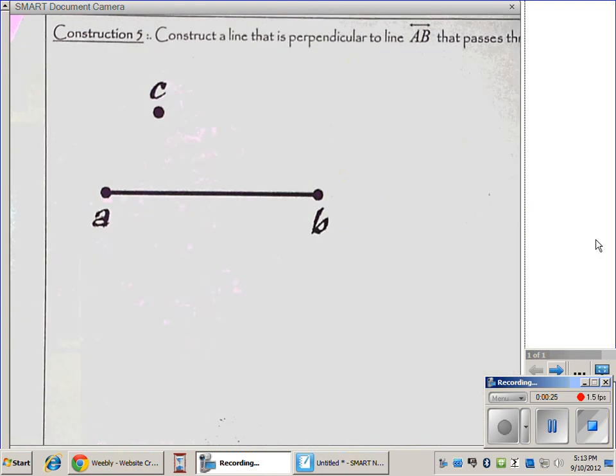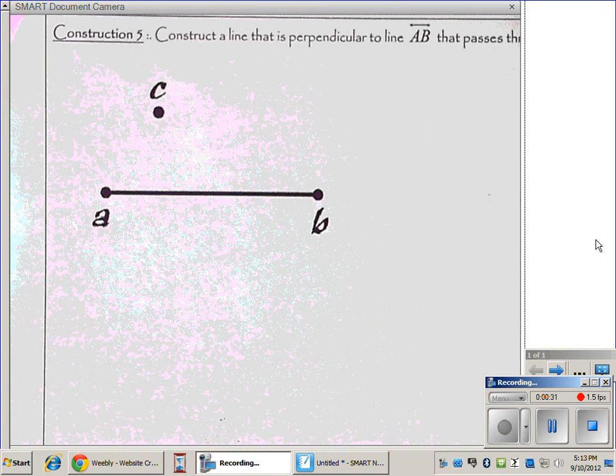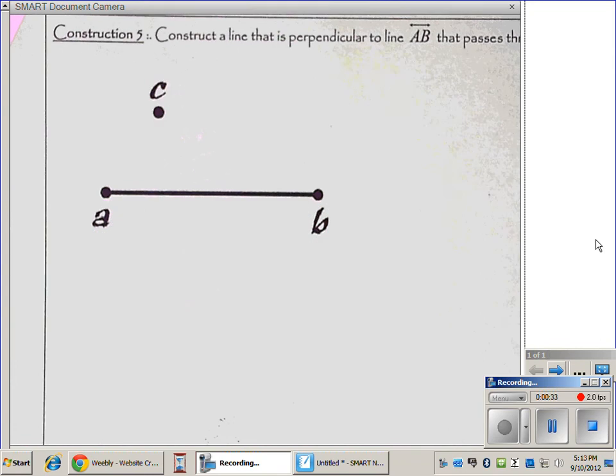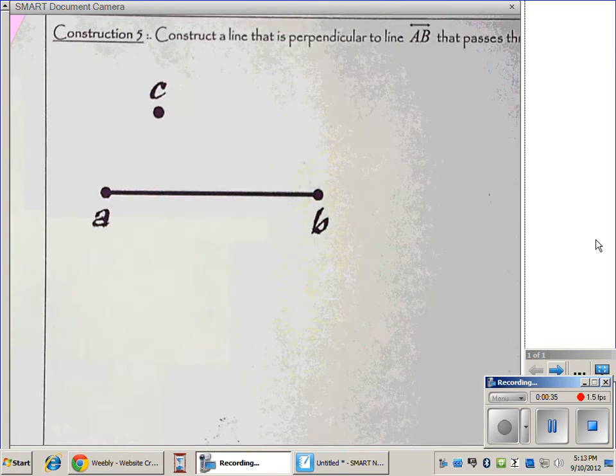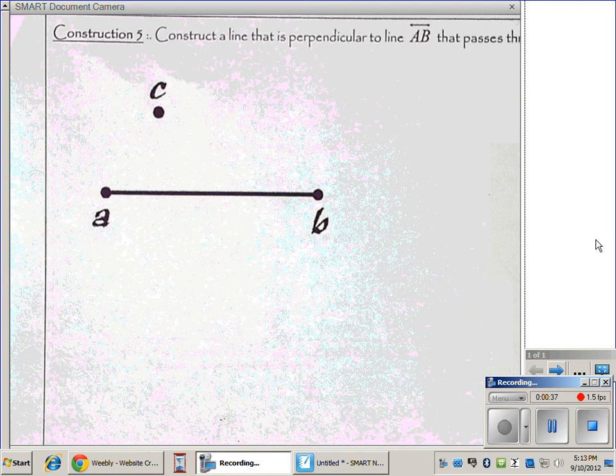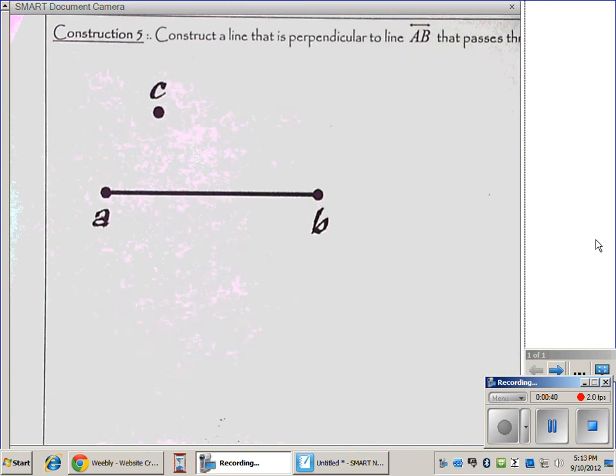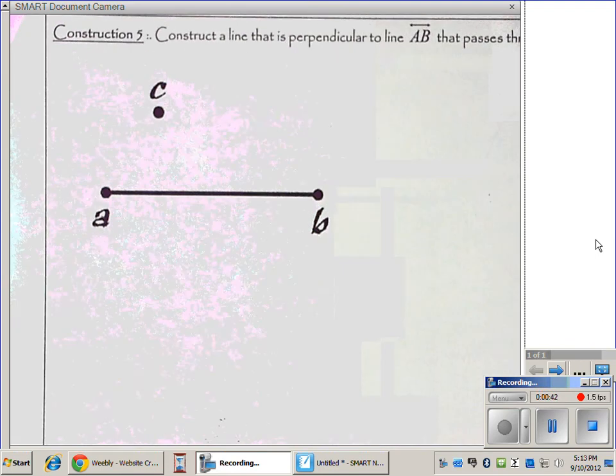Now, here's the interesting part: the constructions aren't really that different. Again, we're going to be using a compass to utilize arcs and circles to copy a given distance. We just have to pick out the right distances. So let's look at number 5. Number 5 is asking you to construct a line perpendicular to AB that cuts through C.